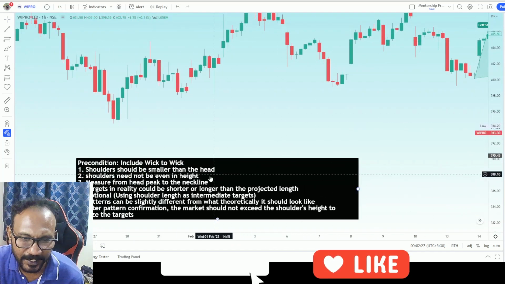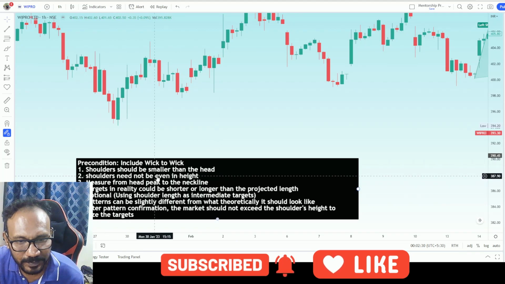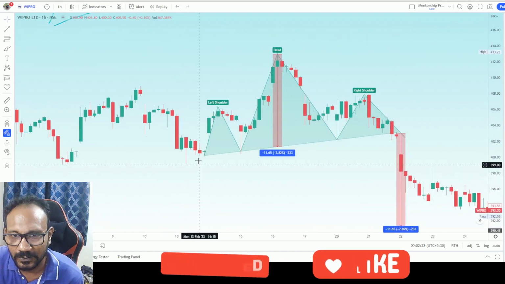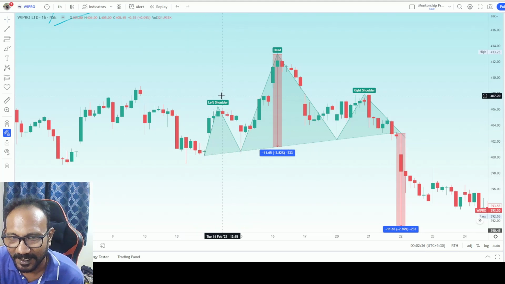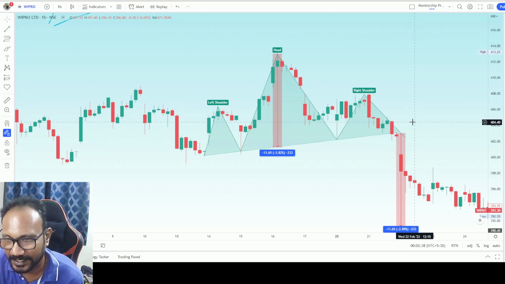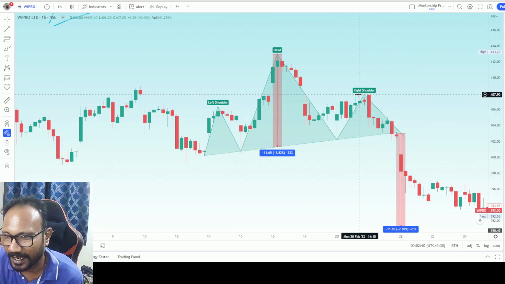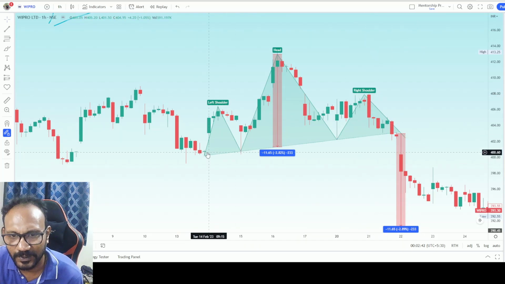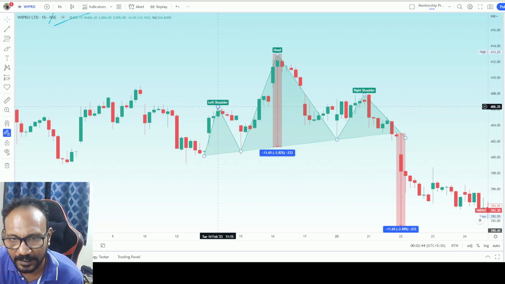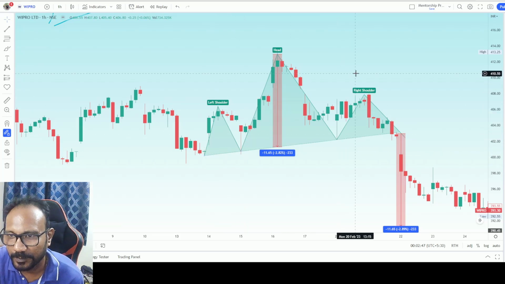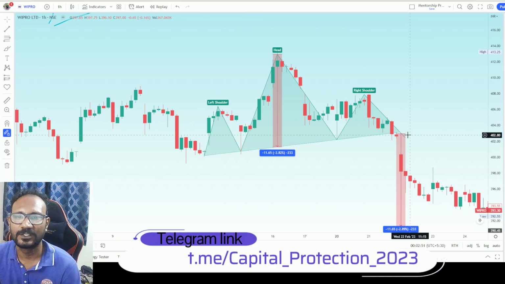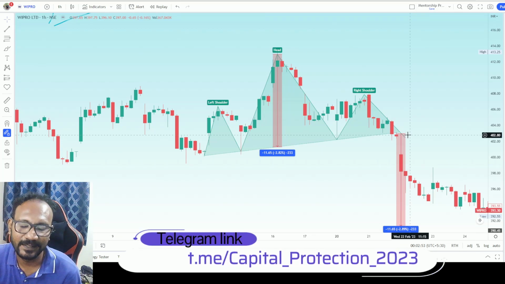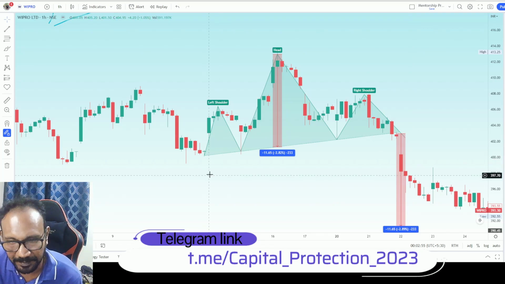Let's explore the second condition. Shoulders need not be even in height, right? So sometimes it happens that, here it's almost like a textbook example. Both the shoulders are symmetrical, of almost the same height, right? But sometimes the shoulders can be like this, only till here, and the second one could be till here, right? Still that is a head and shoulder. The shoulders need not be even in height, right? That's something you should keep in mind.